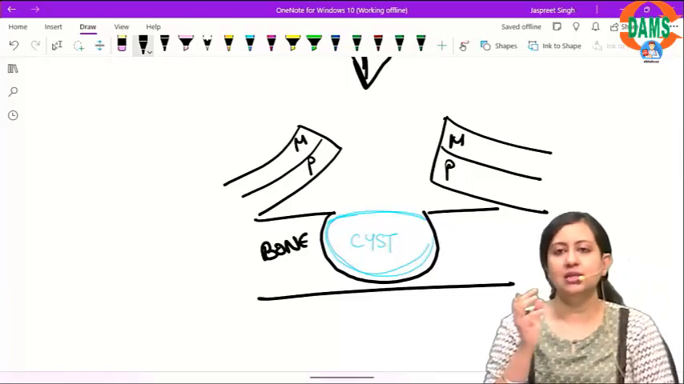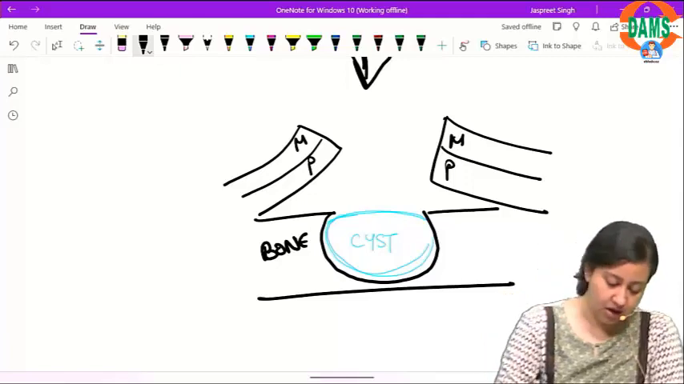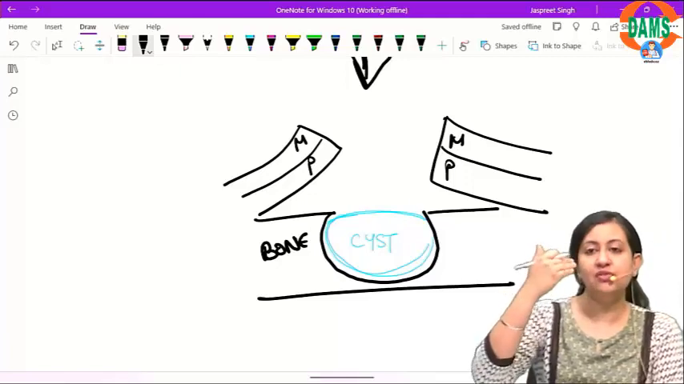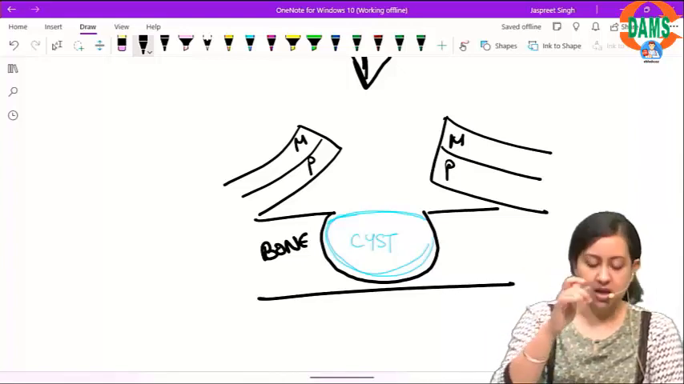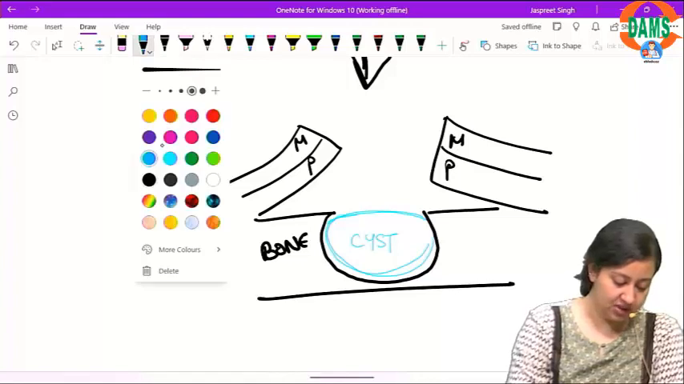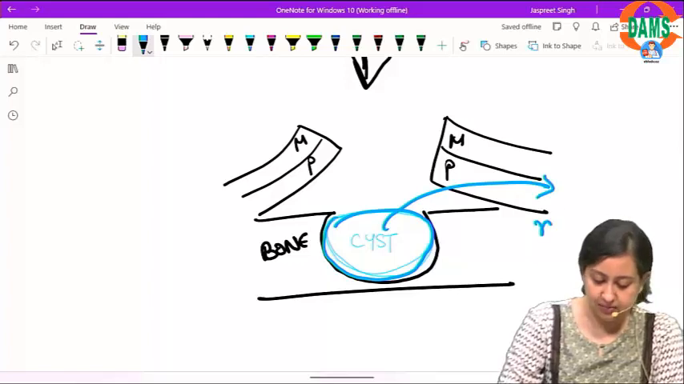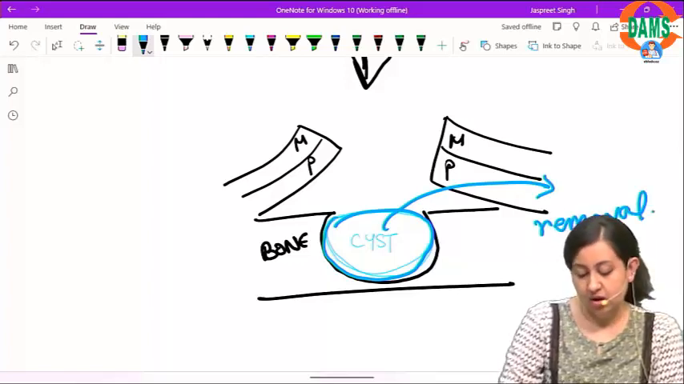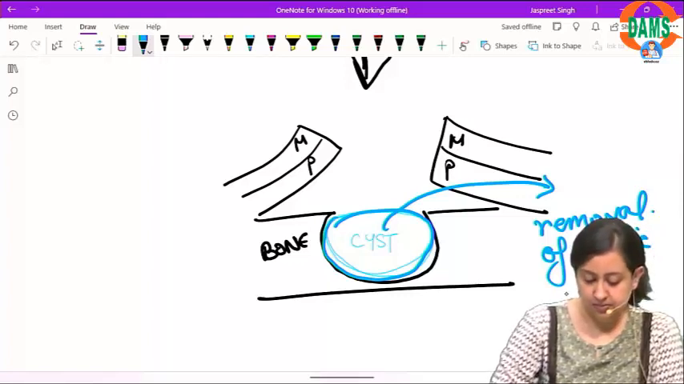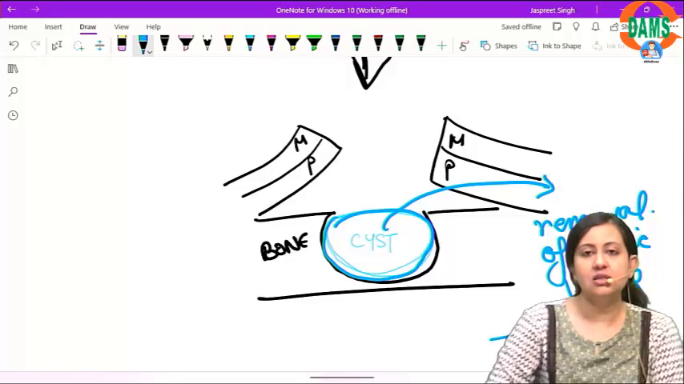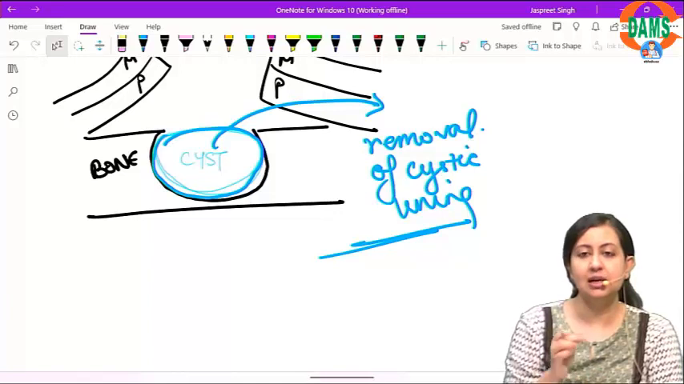बोन रिमूव कर दिया, सिस्ट दिख गया, you have gained access to the cystic cavity. You will take an instrument, you will take a curette, you will free the cyst lining, you will free the soft tissue cystic lining from the adjacent bone on all the four sides. Okay, you will free the soft tissue cystic lining from all the four sides here, and you will remove the entire cyst completely in toto, removal of cystic लाइनिंग.